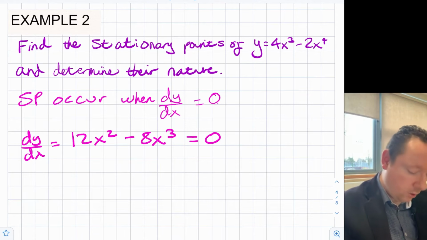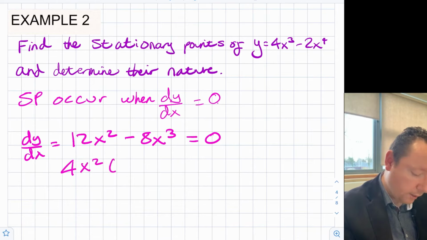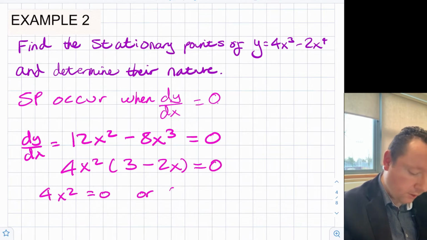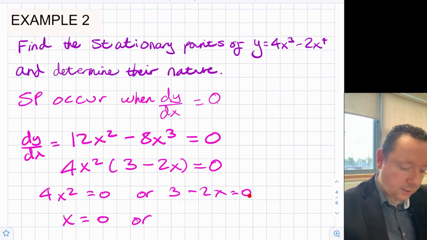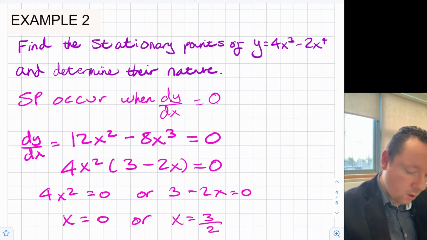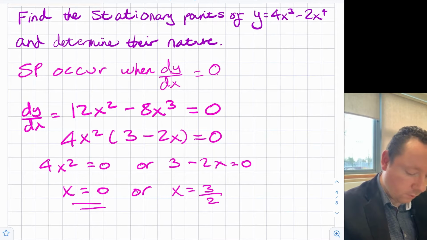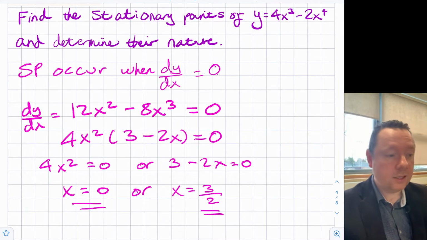So in this case we can look for a common factor. Between 12 and 8 the common factor is 4, and we've got x squared, so we get 4x squared times 3 minus 2x equals 0. So that means that 4x squared equals 0, or 3 minus 2x equals 0. So x must be 0, or 2x equals 3, which means x is 3 over 2. Or if you're using a calculator, maybe 1.5, but I'll keep it in fractions for this example.